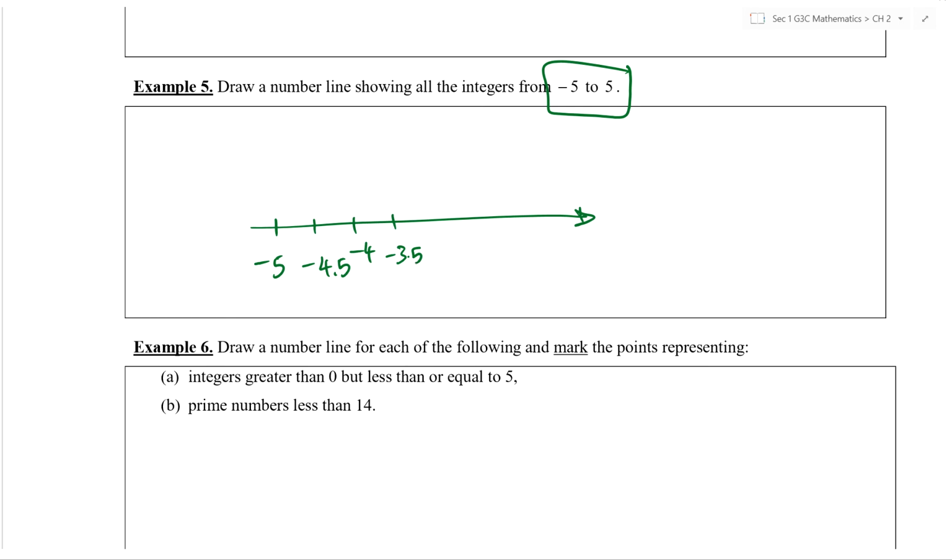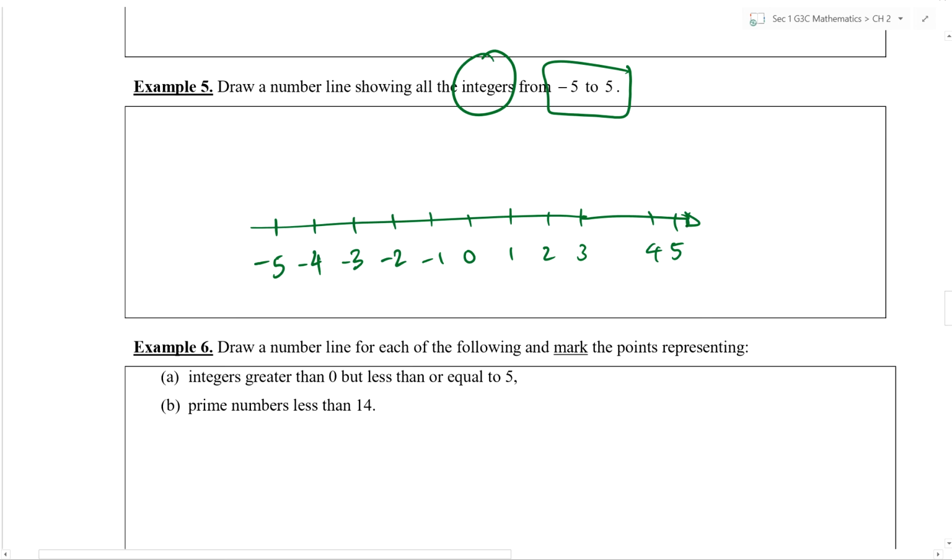So they said that they want all the integers. That means I don't need this -4.5, I don't need a -3.5. So let's remove them. The next number must be -4, -3, -2, -1, 0, 1, 2, 3, 4, and 5. What do you think of this number line? Is this okay? Did I list down all the integers that I need? Alright, I did. But is this good enough?